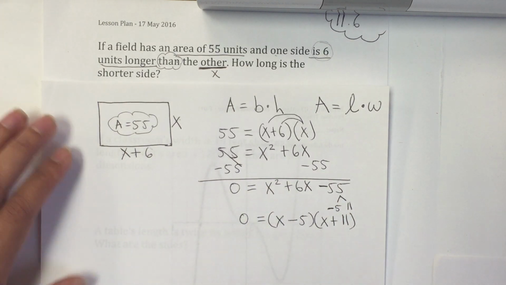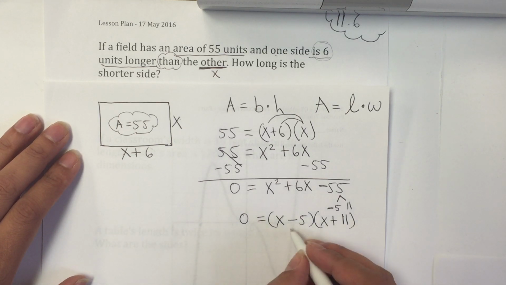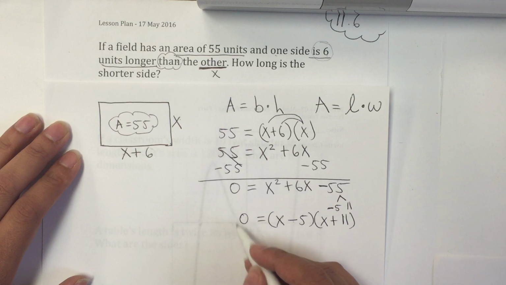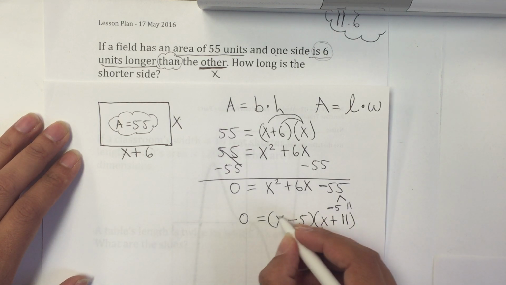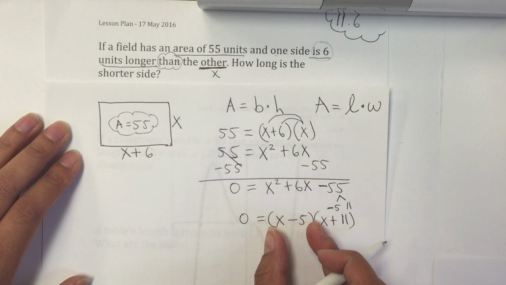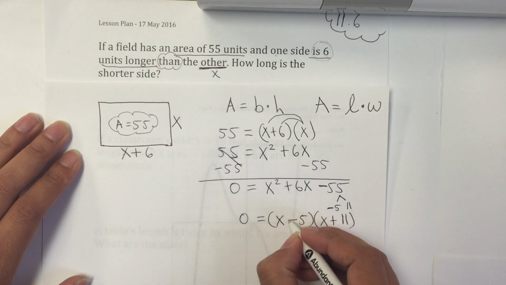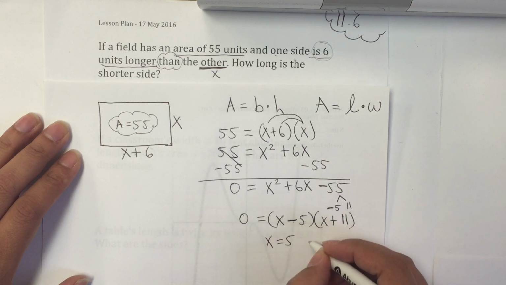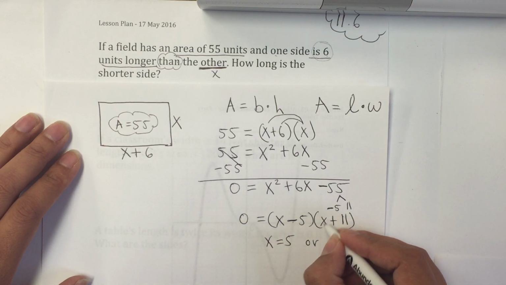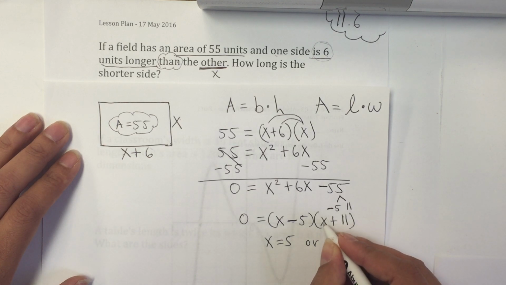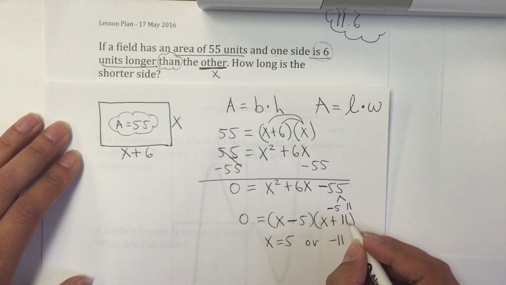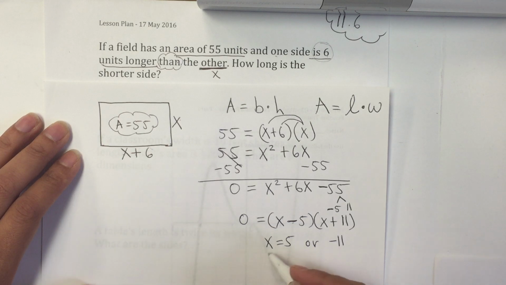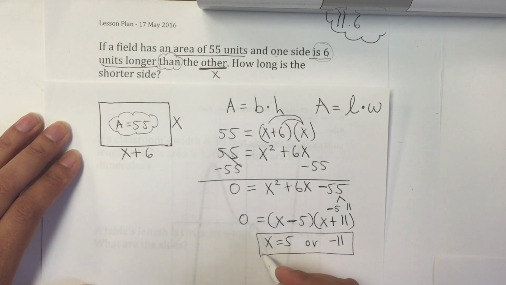Now remember that we want to solve for x so that when you multiply these two factors, that equals 0. And what value of x gives me this factor to be 0? Well, it has to be 5, so that 5 minus 5 is 0, or it has to be negative 11, so that when we have negative 11 plus 11, that will be 0. So these will be the values of x.